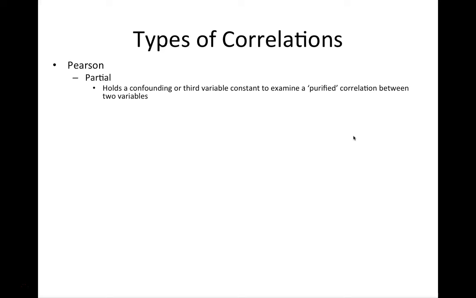So as I mentioned, there are a variety of types of correlations. There are Pearson correlations, which we just went over, and there are ways to conduct partial Pearson correlations. What partial correlations do is similar in some ways to what we just learned about in ANCOVA, where we control for the effects of another variable. In partial correlations, we hold a confounding or a third variable constant to examine a purified correlation between two different variables. And I'll run through a quick example of that.